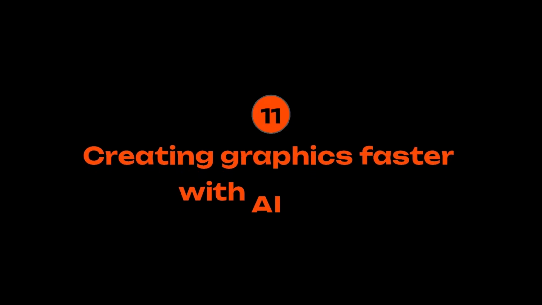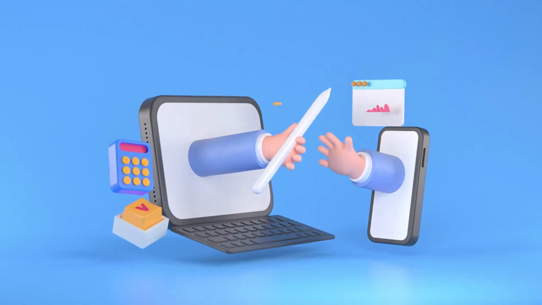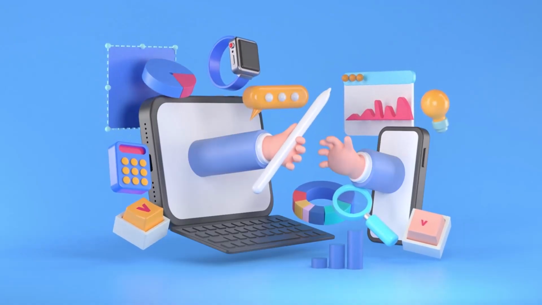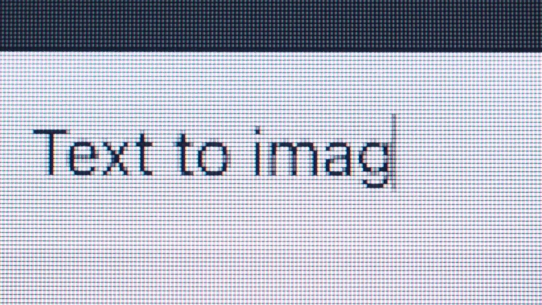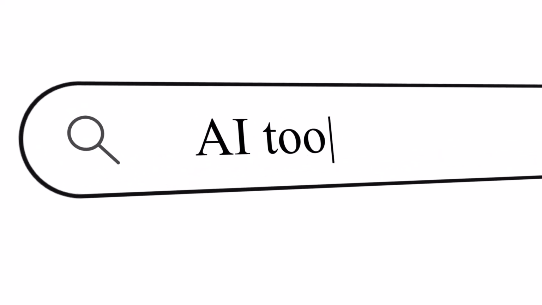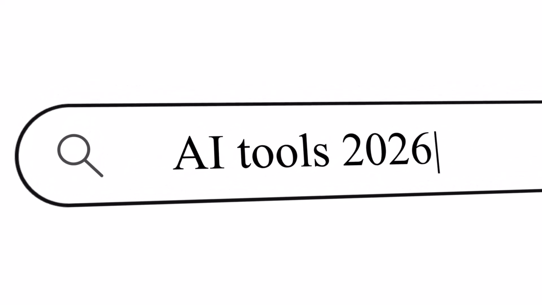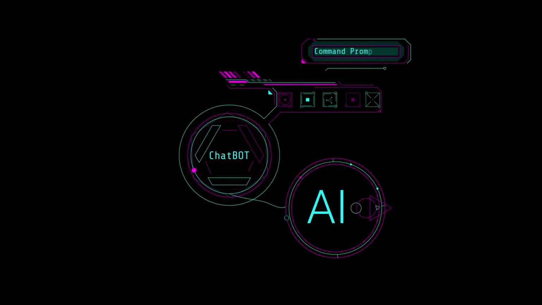Number 11, creating graphics faster. Every digital product needs graphics of some kind. You may need ebook covers, social media graphics, course graphics, worksheets, presentation graphics, or product images. Tools such as Canva include AI features that help generate layouts, designs, text suggestions, and visual ideas. This dramatically reduces the amount of design work required while still allowing you to customize the final appearance. For creators who don't consider themselves designers, this can remove a major obstacle from the product creation process.